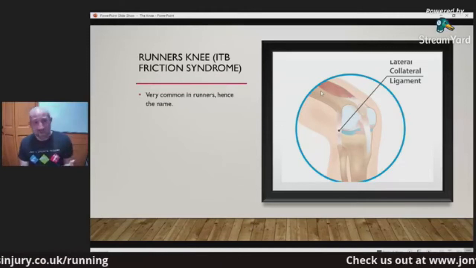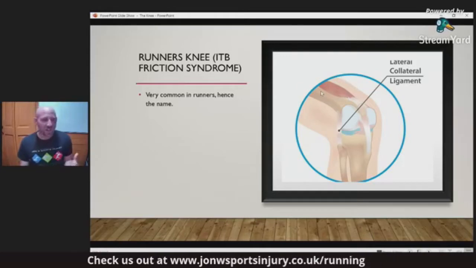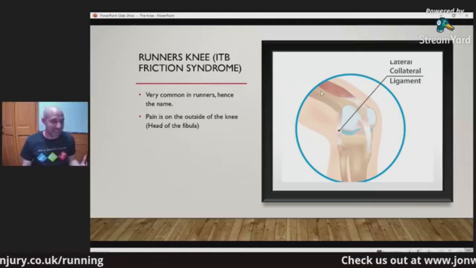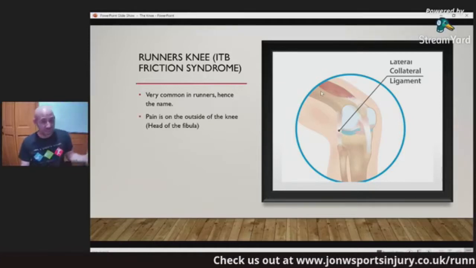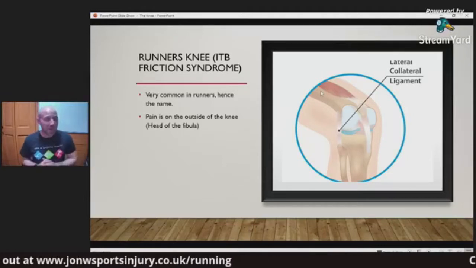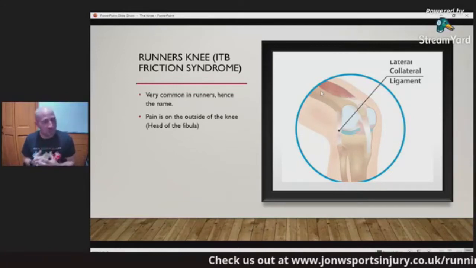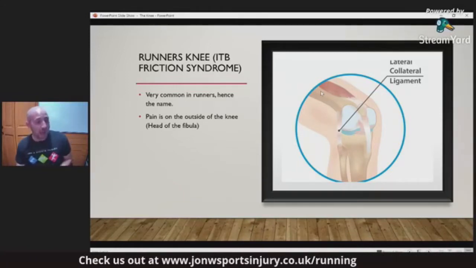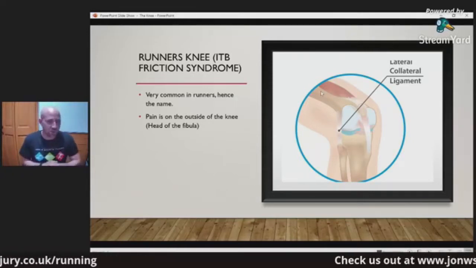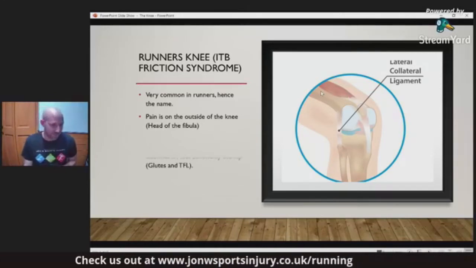Firstly, it's very, very common in runners. So if you talk through any running community, then they are things that we might expect to hear about. Hence its name. It's one of those conditions that's given the name runner's knee when actually truly it's ITB friction syndrome. So where do we get this pain? Well, typically we get this pain on the outside of our knee, what we call the head of our fibula. So if you feel just below your kneecap, on the outside of your knee, you might start to feel a small bony lump, which is the top of the outside of your leg bone. Now, the ITB attaches into this bony lump, this head of the fibula.